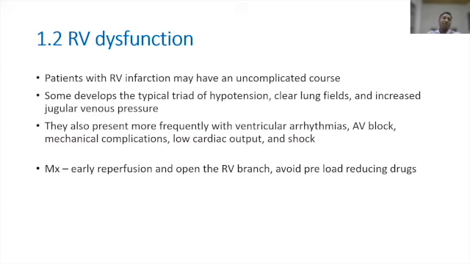So RV dysfunction, generally with RV infarction, might happen. The typical triad is hypotension, clear lung fields, and increased jugular venous pressure. They may also present with ventricular arrhythmias, AV blocks, mechanical complications, low cardiac output states, and shock. So the management is simple: early reperfusion and open the RV branch. Avoid preload reducing drugs, for example, nitrates and diuretics, things you should avoid here.